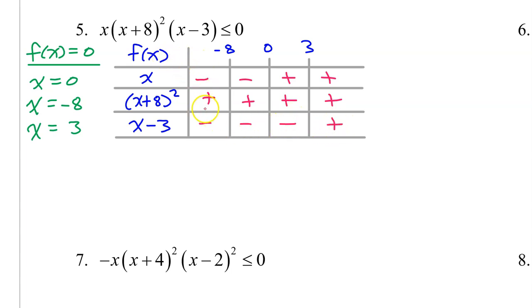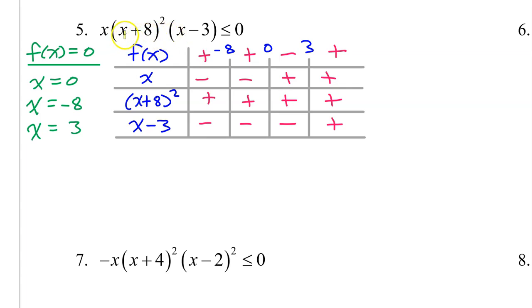The overall sign of f of x in the first interval is positive because I see an even number of negative signs. Similarly, it will be positive in the second interval, same reason. It will be negative in the third interval because of the one negative sign, and positive in the last interval because of all the positives.